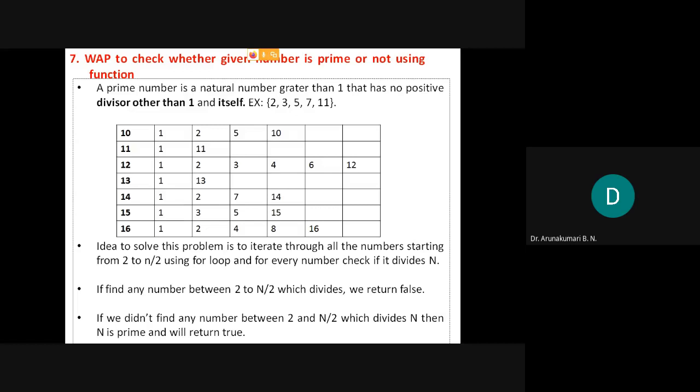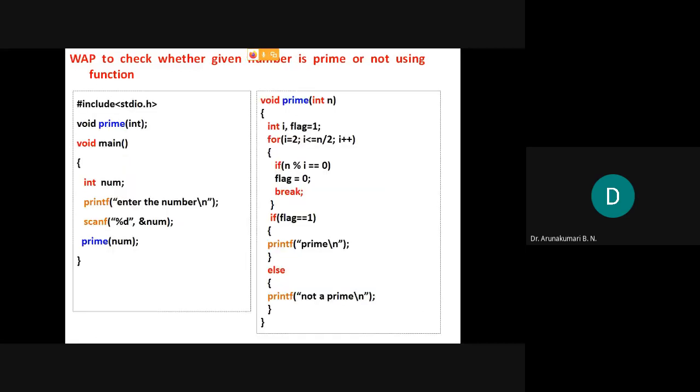Okay. Let me see the program for the prime number using a function. Since we are using a function, we have taken the main function here and the user defined function here. First, we declare the number n of type integer and prompt the user to enter the number. Whenever the user sees this message, he will input the number and that number will be read into the address of num in the memory. And this actual value from the user will be passed as an input to this function.